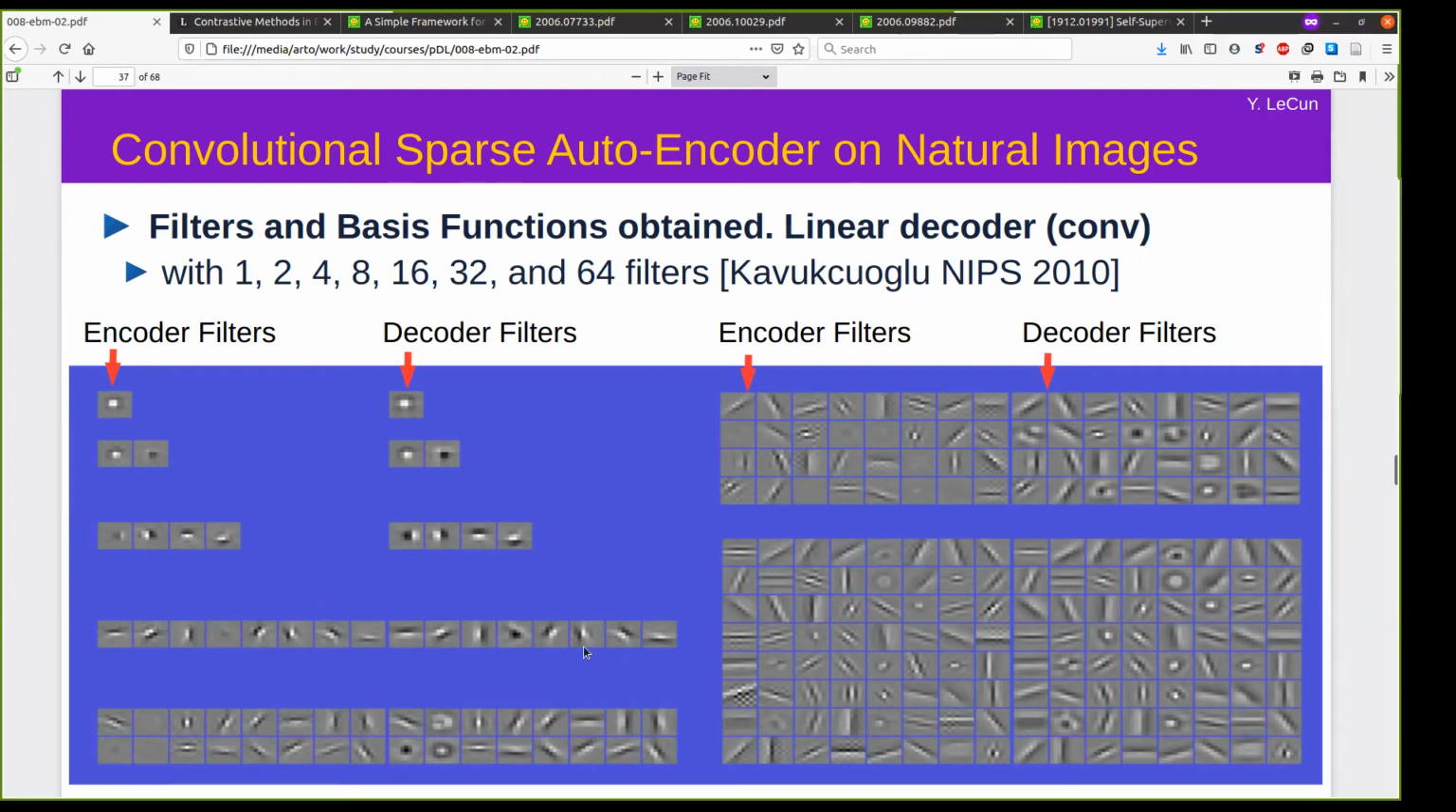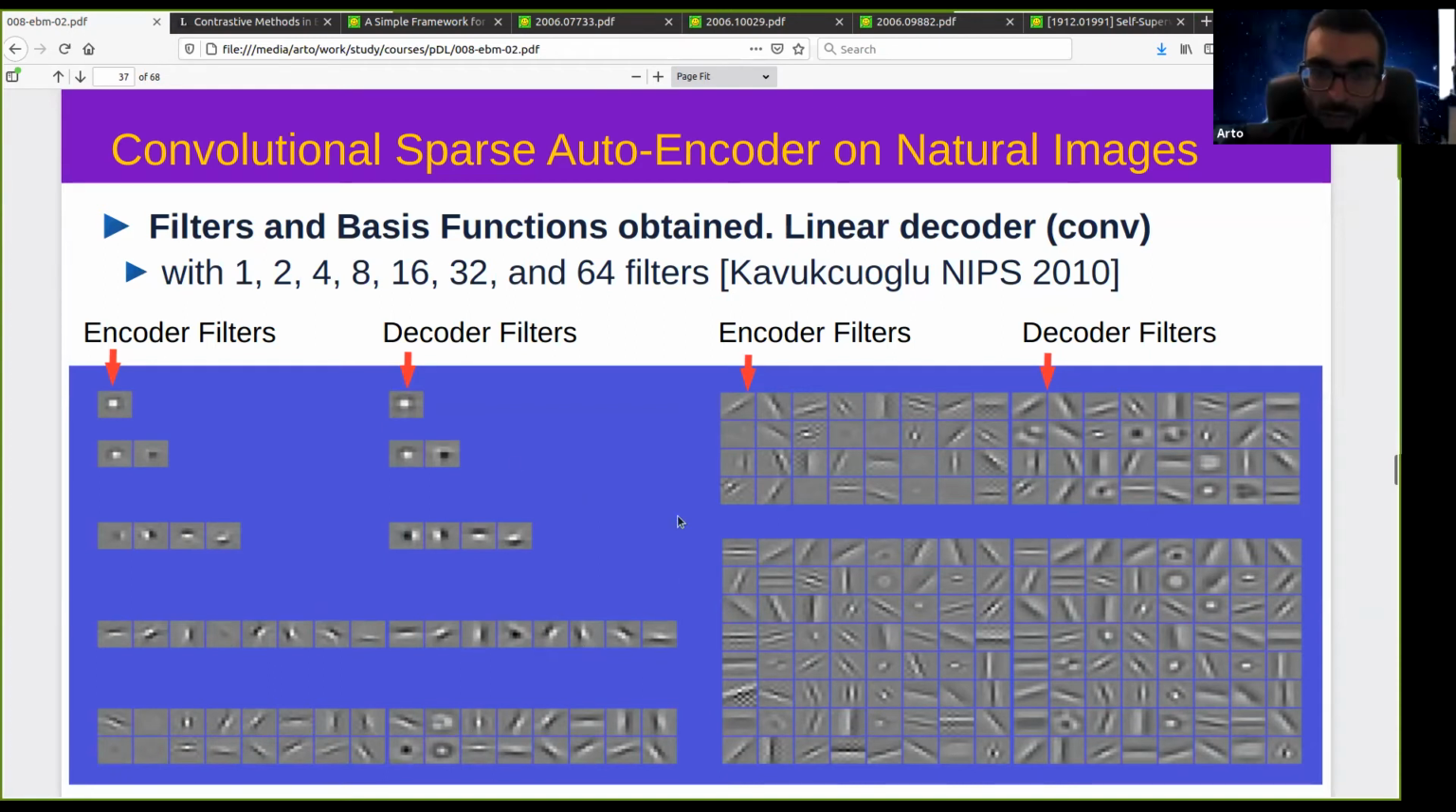So yeah, if anyone has something to add on that, maybe has read this paper or has some experience with sparse convolutional autoencoders, feel free to jump in and enlighten us.